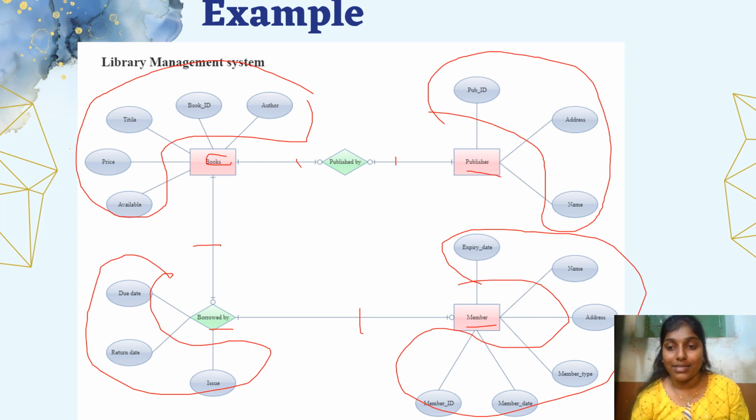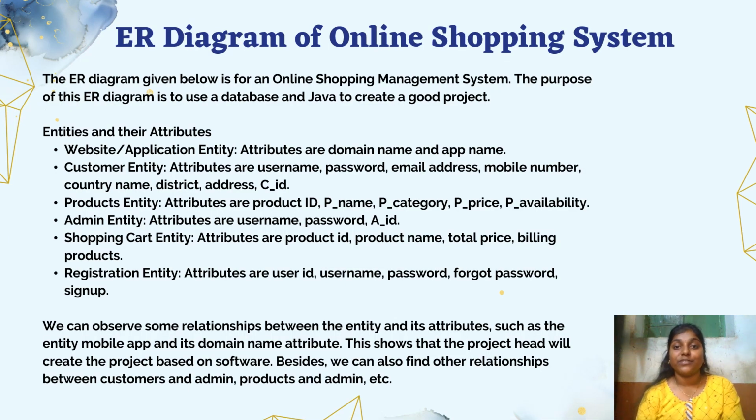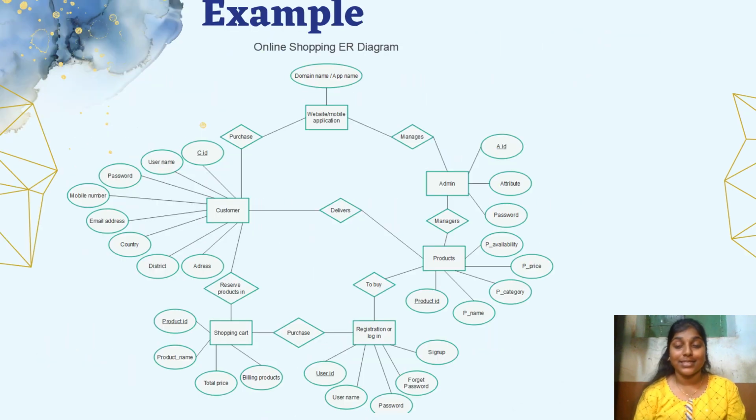So let's move to another example. ER diagram of an online shopping system. This is a vast scenario that everyone should try. Here we have entities like website, customer, products, the products which are available, admin who can see who has ordered anything, shopping cart which we regularly use to see what is in our cart, and registration when you first enter. And these are the relationships which I have mentioned between them. And this is a complex ER diagram for an online shopping system.